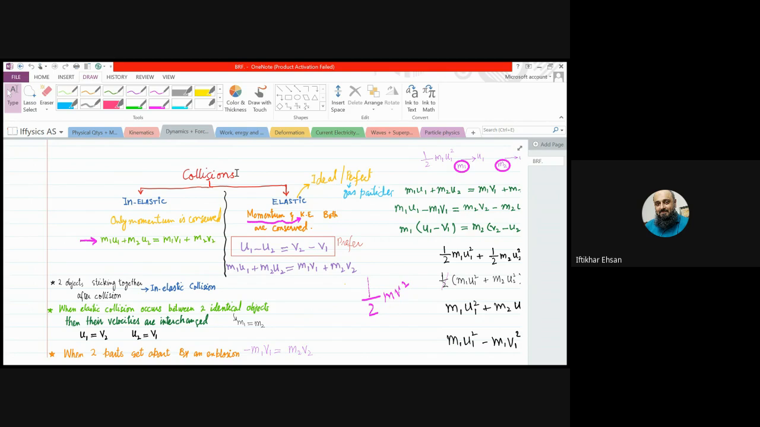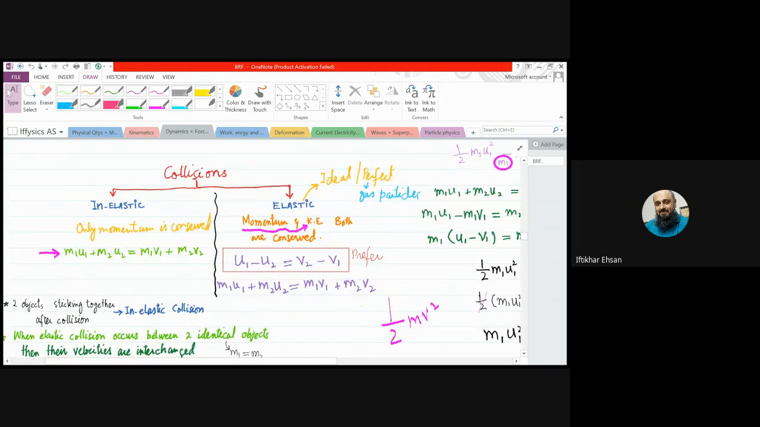Now we have two types of collisions. One is inelastic collision. What do you mean by inelastic collision? Which is not elastic. Beta, what is the definition of inelastic collision? It is the collision in which only momentum is conserved. Conserved means remains constant. Such a collision in which only momentum is conserved is called inelastic collision. It means the law of conservation of momentum is applied.